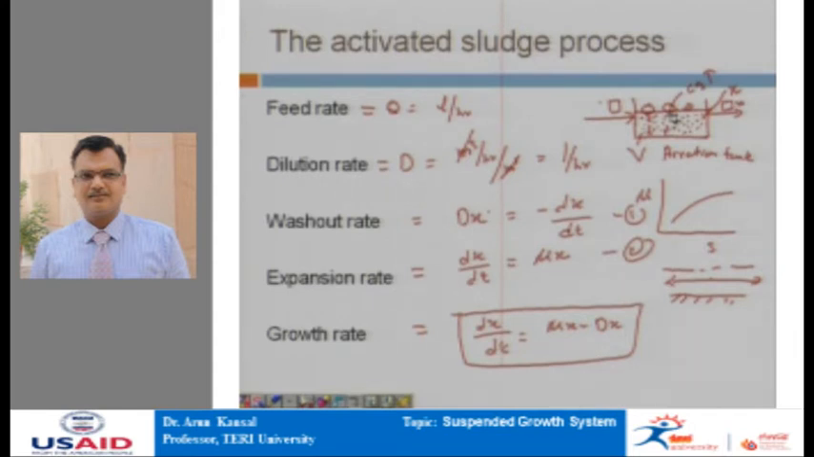So, the efficiency of the activated sludge process depends upon the presence of active or viable microorganisms, and therefore, the growth rate of these microorganisms is of immense importance to us. The growth rate of the microorganisms depends upon the specific growth rate, which is a function of the original biomass minus the dilution rate.